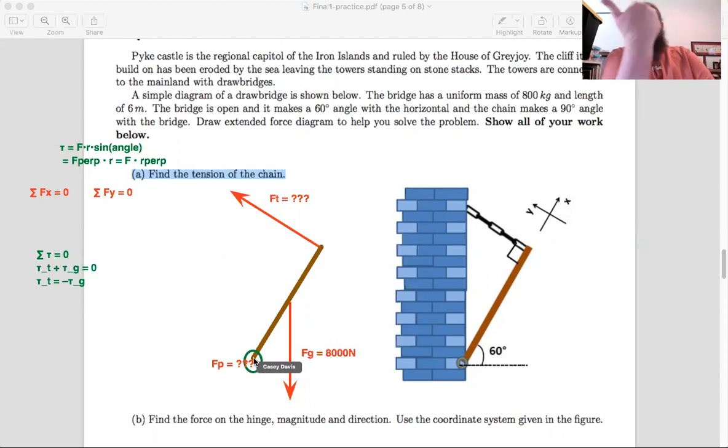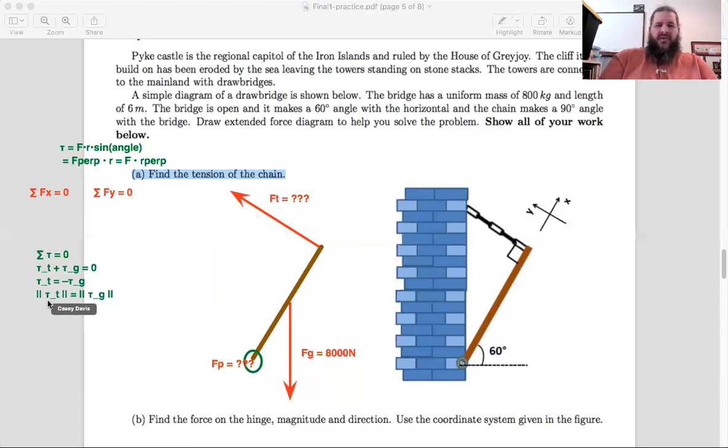Torque from tension is going to be out of the screen. So we can establish that they're in opposite directions using the right-hand rule. Formally, we could assign a positive to one of them and a negative to the other one. But if there's just two things that add up to 0, and we've already established they're in opposite directions, we can just say their magnitudes are equal. Magnitude of torque from tension equals magnitude of torque from gravity.